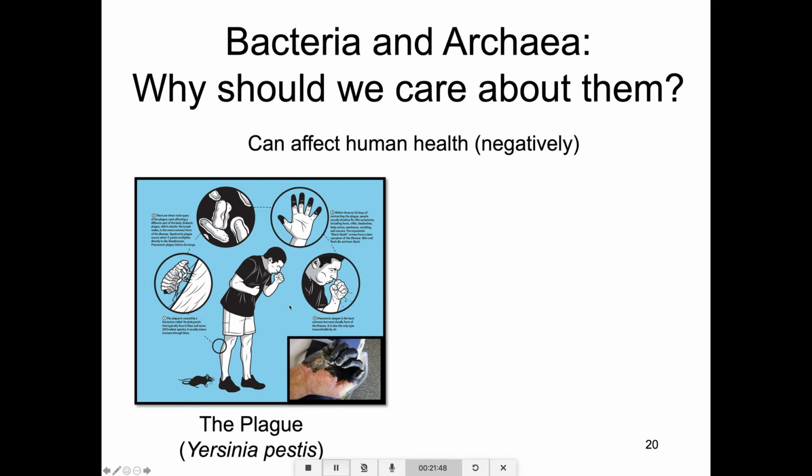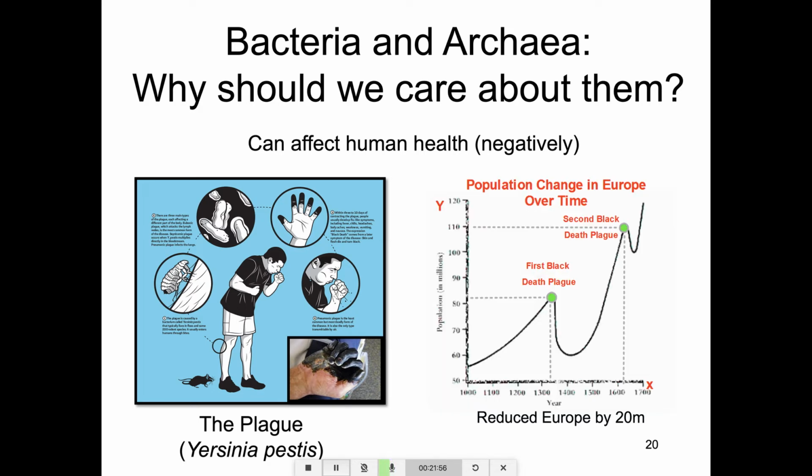And in the past, before we developed good antibiotics and good vaccines against Yersinia pestis, against the plague, there were major outbreaks of this disease that significantly impacted human populations. So this is just population change in Europe over time, from 1,000 all the way up to 1,700.